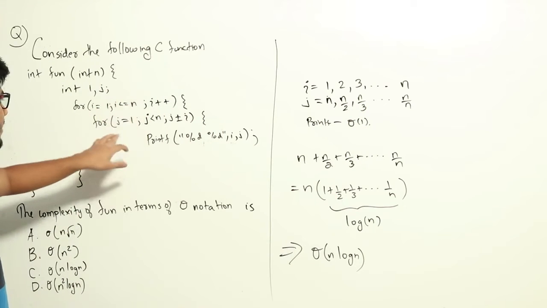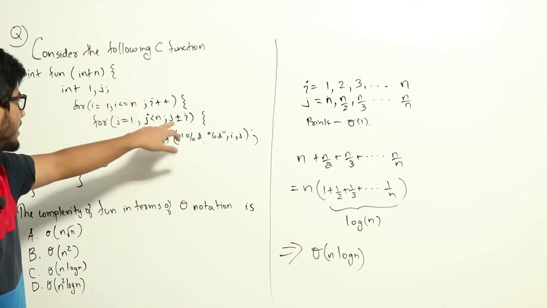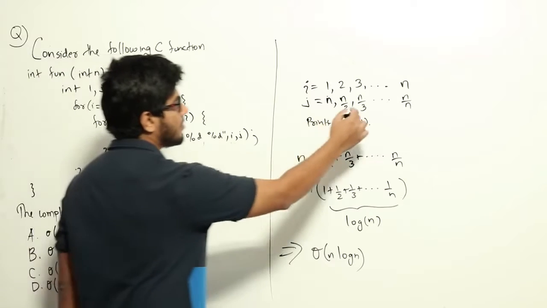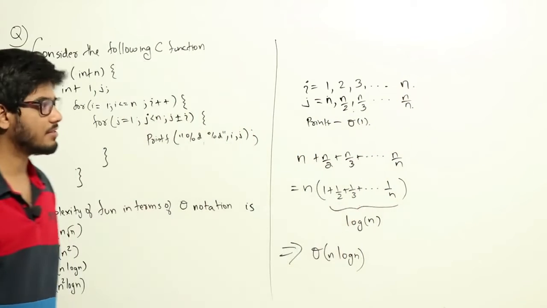Now if i is 3, again j will start from 1 and increment by 3, up to n, meaning j will take n by 3 different values. Similarly, up to i becomes n, then j will take n by n different values.